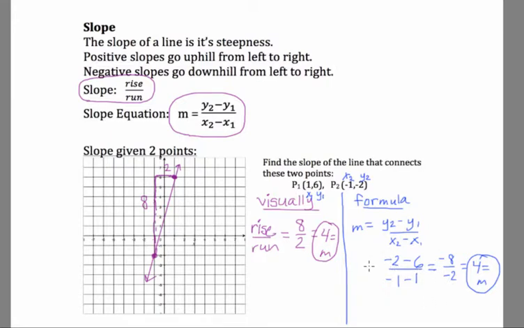Again, what this is doing, it's taking your y coordinates and subtracting them to find this distance. And it's taking your x coordinates and subtracting them to find this distance. So it's basically doing the same thing that we did visually. You can take your pick whichever way you want to do this. Some people like formulas, some people don't, then do it visually.